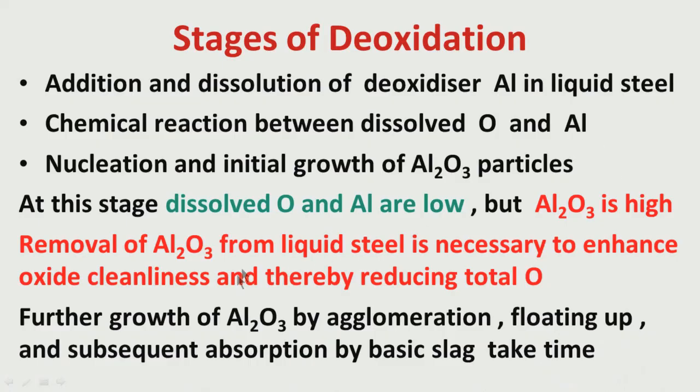So, how can it be done? Further growth of alumina occurs by agglomeration; whatever alumina particles have formed will try to agglomerate, float up, and subsequently be absorbed by the basic slag. But this takes time. As I was telling you, addition of aluminum, its dissolution into solution, and then the reaction of soluble aluminum and soluble oxygen is very fast. But the growth of alumina, its floating up, and its subsequent absorption by basic slag are all time-taking stages, and these are the rate controlling steps. So, we have to be careful about how we enhance these stages.